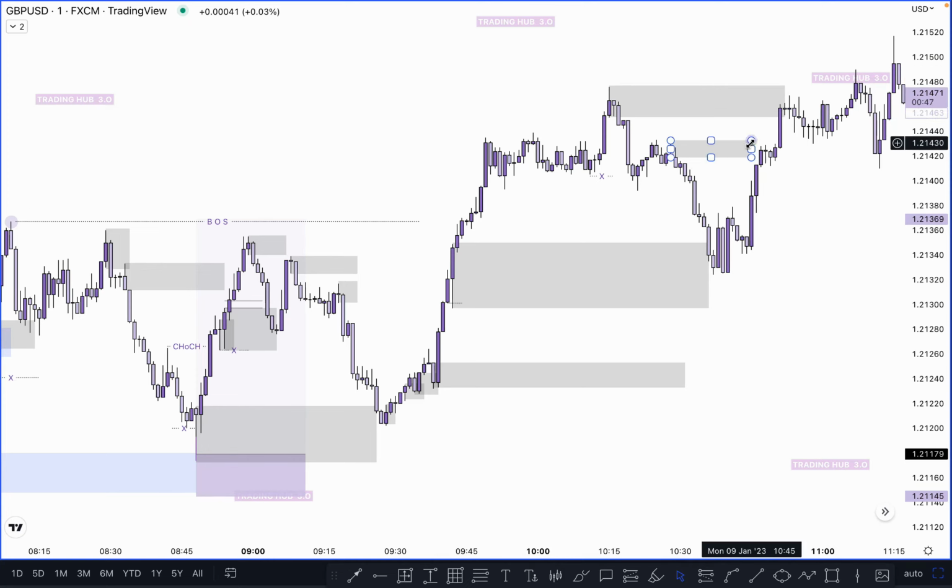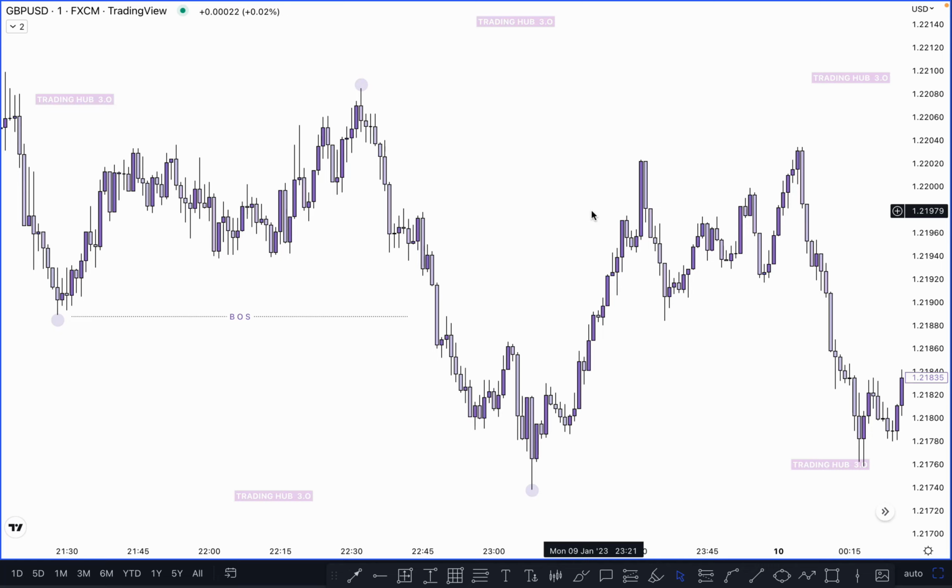Then why are you selling here? Without a break of structure, we can't sell here. We can't identify an order block. This is our bearish structure. As we can see here, the market broke the previous low and closed below it. After the break of structure, you have to identify the inducement.